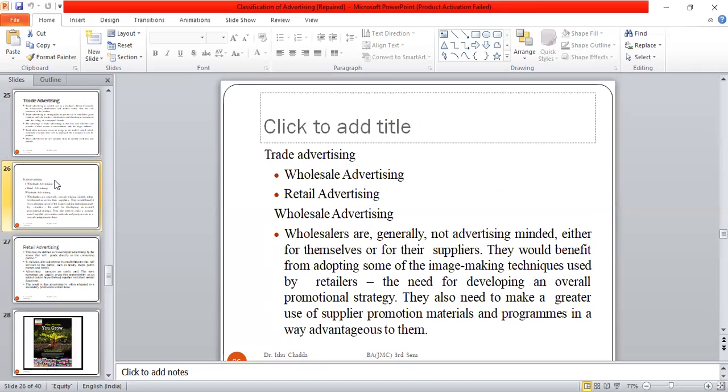Wholesalers are generally not advertising minded, either for themselves or for their suppliers, but sometimes they prefer image making techniques for the retailers to whom they want to sell their product. They would benefit from adopting some of the image making techniques used by retailers, and there is a need for developing an overall promotional strategy. They also need to make greater use of supplier promotion materials and programs in a way that will become advantageous to them.